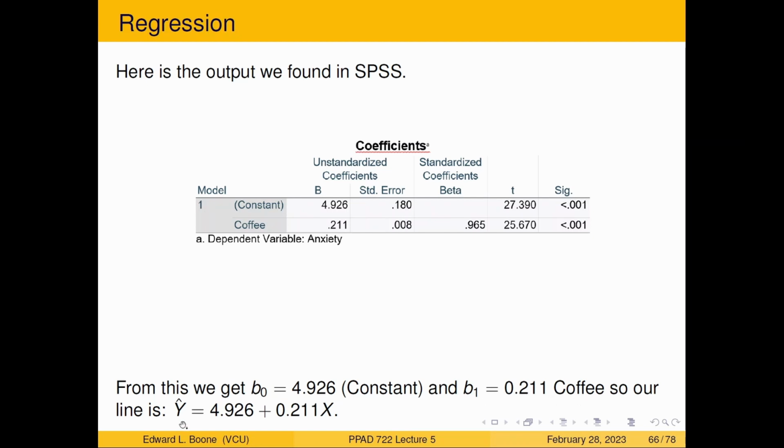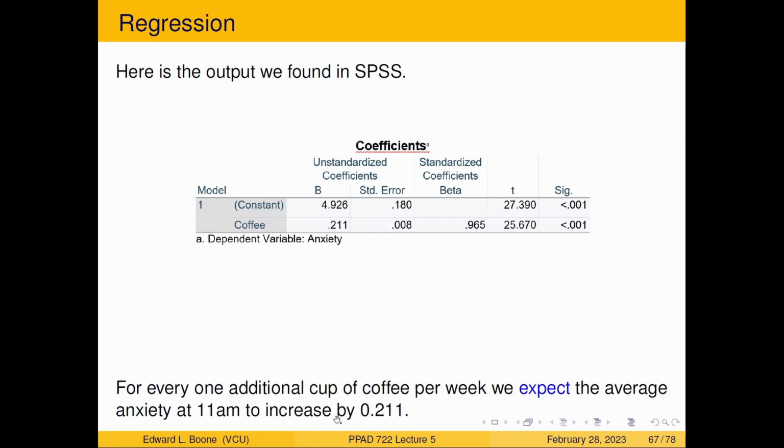So our line is y hat. It has a hat because it's an estimator. It's not a number, it's a formula. So we got 4.926 plus 0.211x. Okay, this is what we have. So we can interpret this.